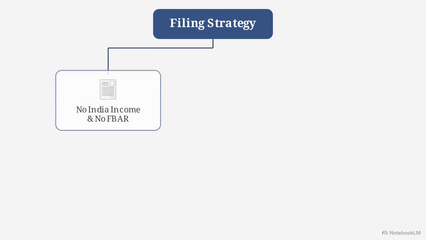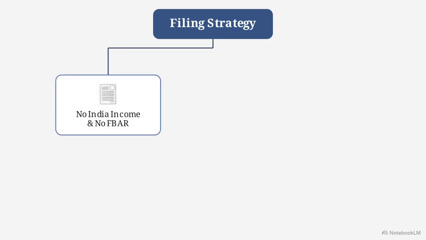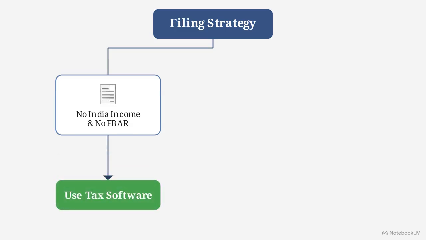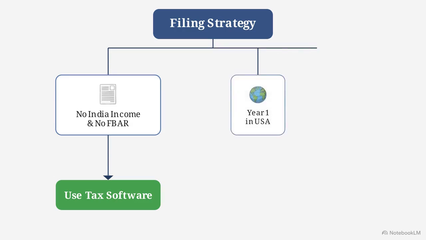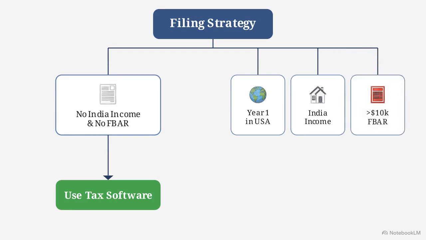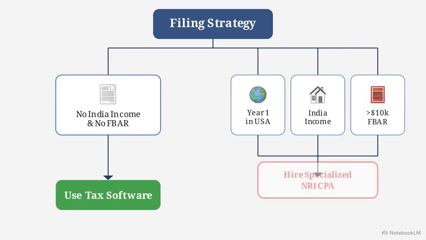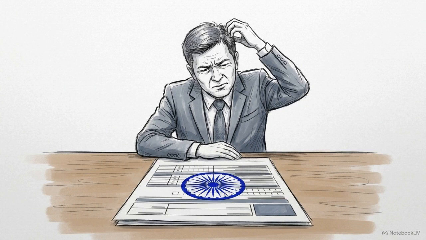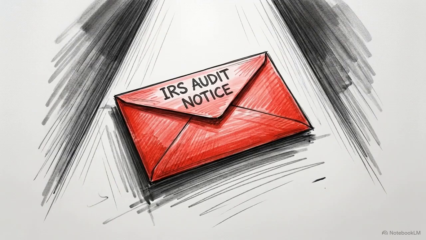This flowchart helps you decide how to actually file. If we follow the left path, meaning you have no income from India and your accounts stay below the FBAR threshold, your situation is simple. You can safely use standard consumer tax software like TurboTax. But if we follow the right path, meaning it is your first year in the U.S., you have Indian rental income, or you hit that FBAR threshold, you need to hire a CPA who specializes in non-resident Indian taxes. A standard domestic accountant will likely miss the specific nuances of the US-India tax treaty, putting you at a much higher risk for an audit down the line.